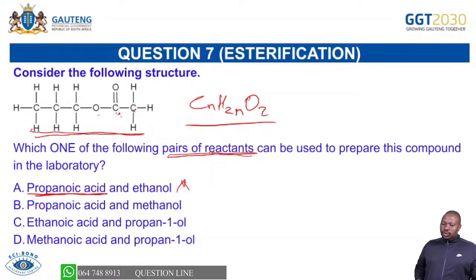Let's look at option number 2. It's saying propanoic acid again. As long as we're saying this is prop, we are wrong because there are 2 carbons. It cannot be propanoic acid. It is out. Let's look at option number C now.